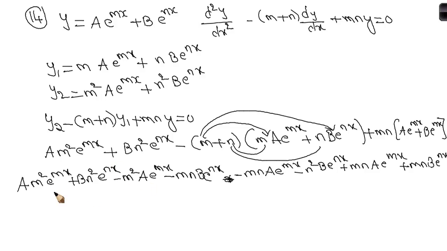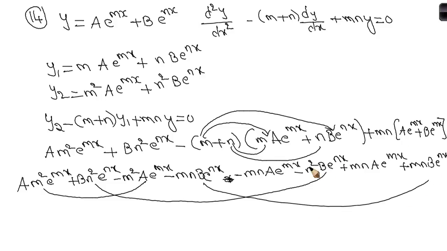So these two terms will get cancelled out, these two terms will get cancelled out, and these two as well, so everything got cancelled out, so that is equivalent to 0. Hence proved. You can just go through this if you think you have queries. If not, we can just solve the next question.